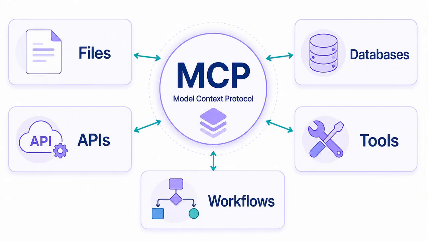Now let's look at what is MCP. MCP means Model Context Protocol. It is an open protocol for connecting AI applications to external systems. These systems can include files, databases, APIs, tools, and workflows. Think of MCP as a standard connection layer for AI. Instead of building a custom connector for every tool, MCP creates a common pattern. This makes AI apps easier to extend. It also makes AI agents more practical.